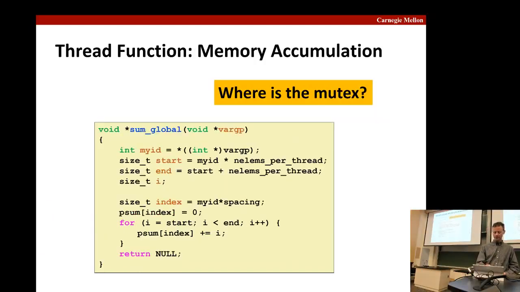So what does each thread's code look like? Again, it computes a start and an end, and then has the notion of index that, when spacing is 1, is kind of what you were expecting before. It runs through its list and does all the sums, but on something with its own index. So it's accumulating in a part of the p sum array that no other thread is also computing in.